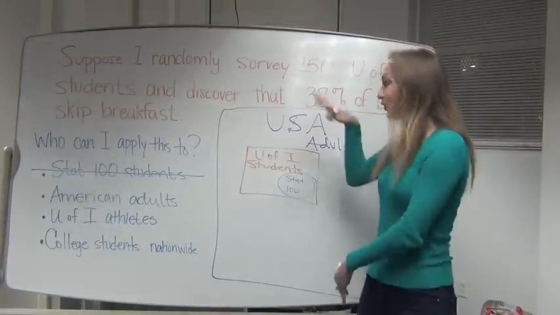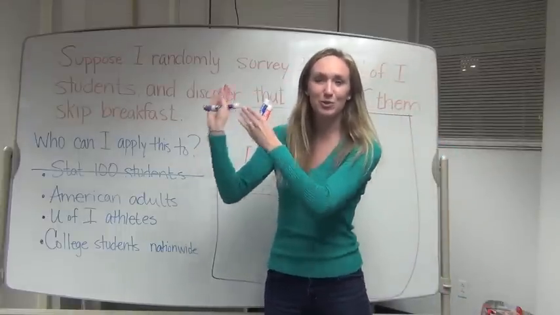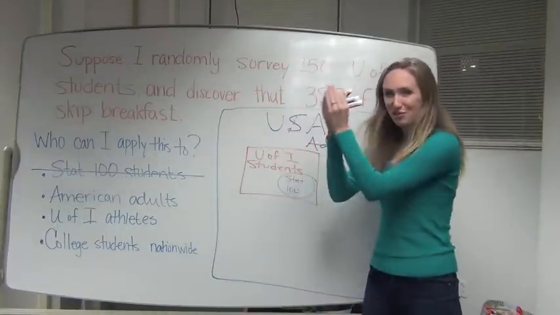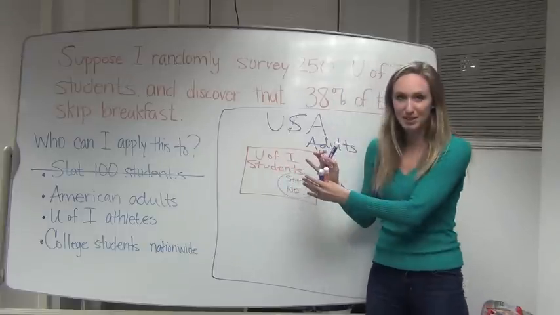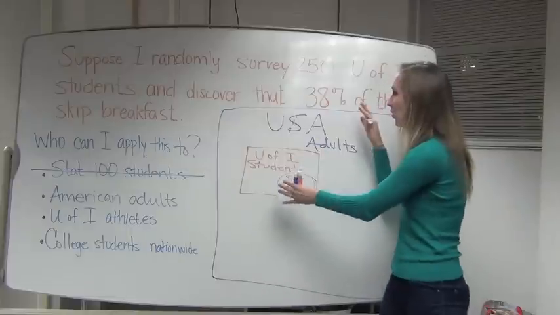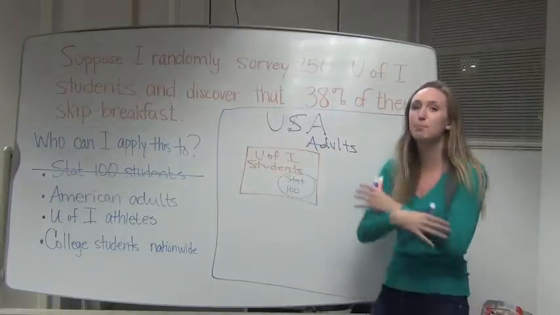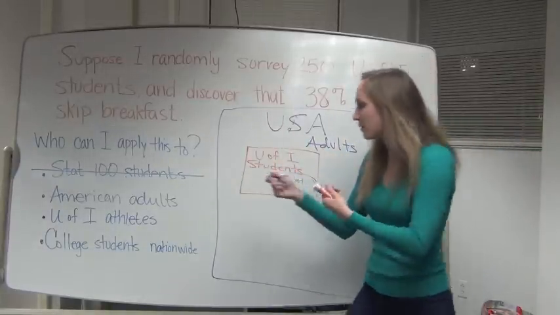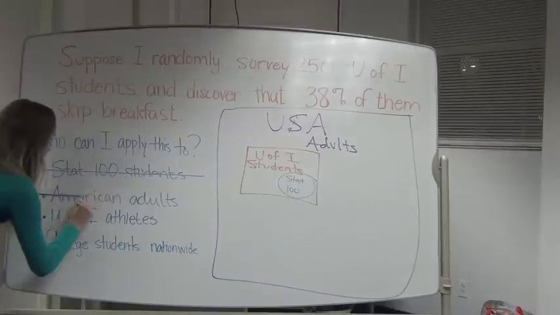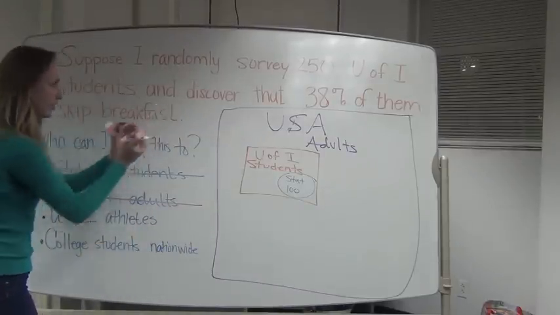There are adults in Florida to Alaska. There are adults who are 65 years old to who just turned 18. U of I students are just a very small pocket. So U of I students are not a fair representation of America as a whole. So I can't use my survey of U of I students to represent something that's bigger and broader than the U of I students. So this one I would say no, American adults is too broad of a group for me to apply my limited population to.